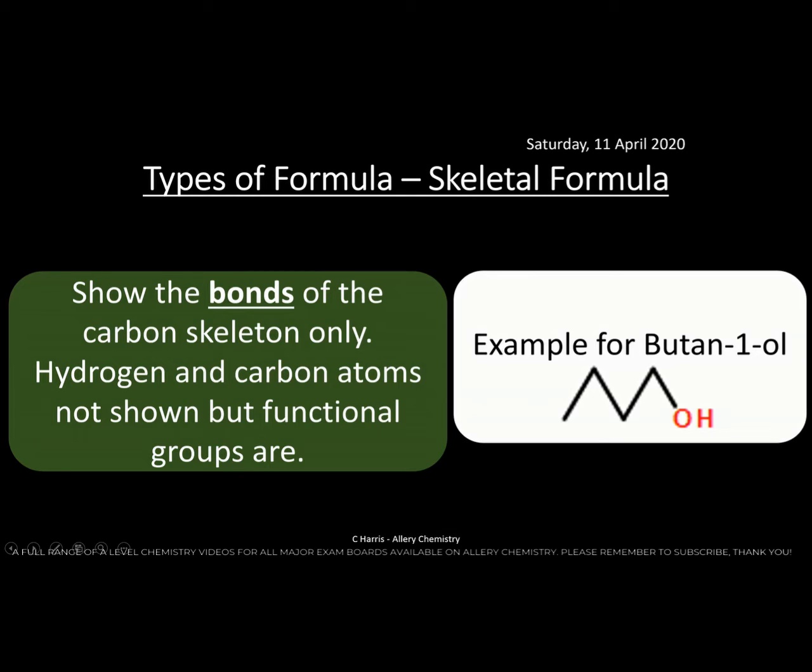So we've got 1, 2, 3, 4 points, and this one is obviously bonded to the OH, so that is butanol. And you can see, drawing that is a lot quicker than actually writing CH3, CH2, etc. So you will see skeletal formula quite a lot in organic chemistry, so get used to it.